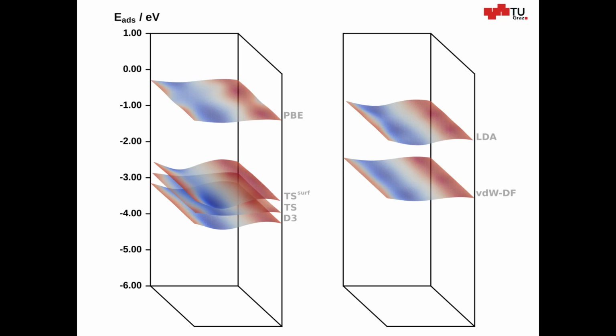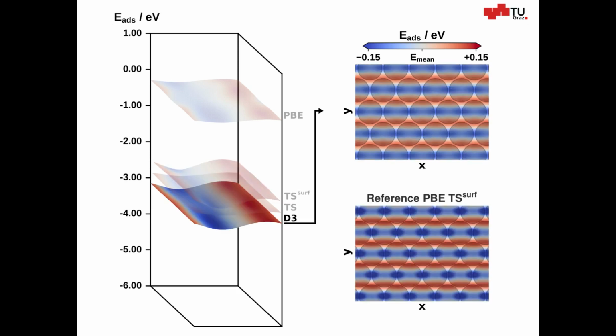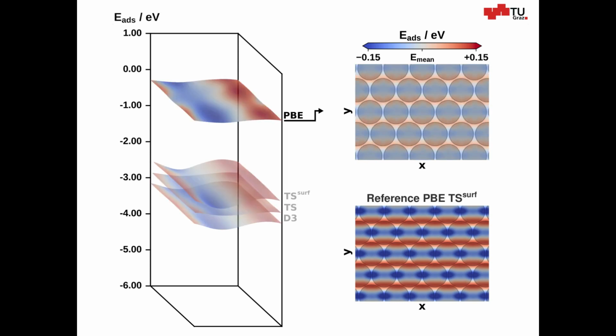So let's take a closer look at the corrugation, and we will stick with the example of PBE, where we can now see the TS-surf van der Waals correction highlighted, and we find a corrugation of about 300 millielectron volts. Now if we go to T3, we find that the corrugation has decreased a little bit. And if we go to TS, the trend continues. And if we go to PBE without van der Waals correction, the trend continues further.